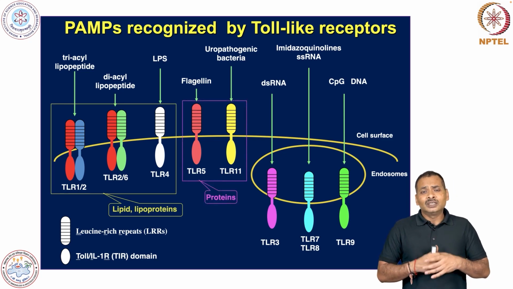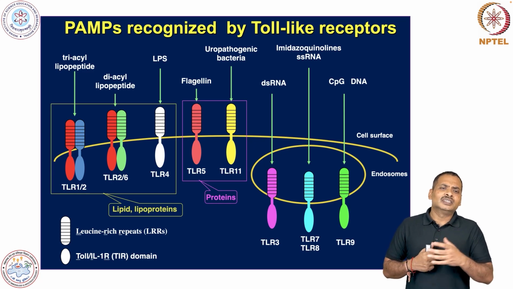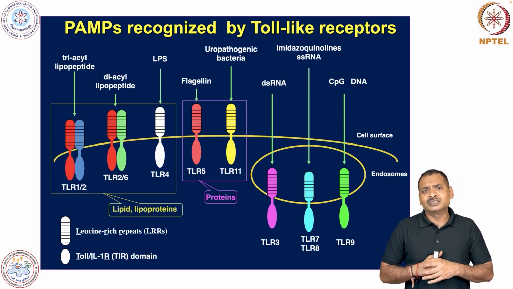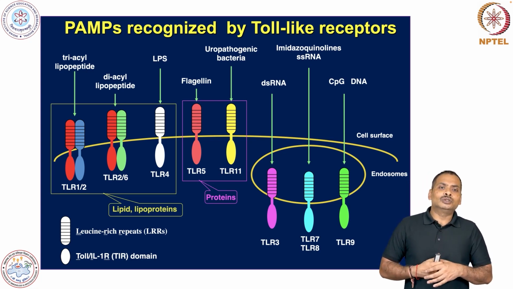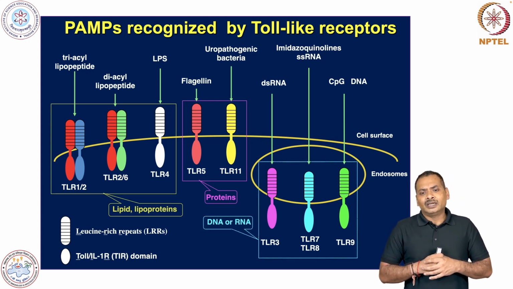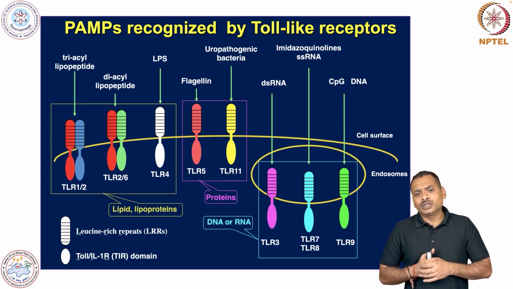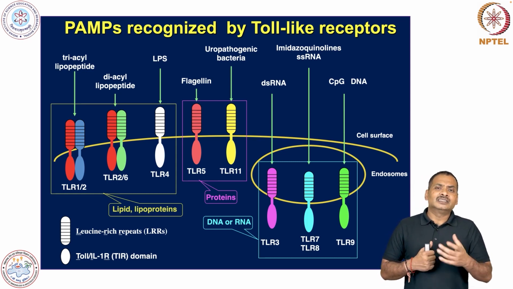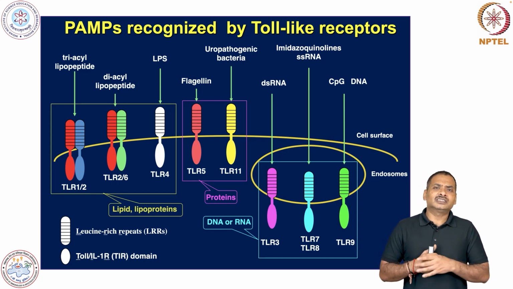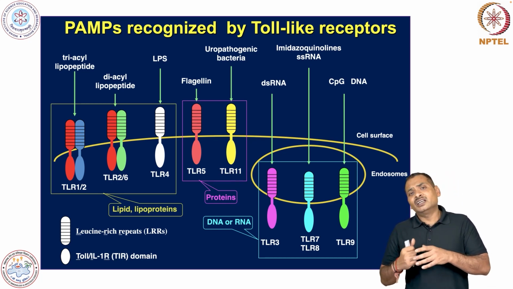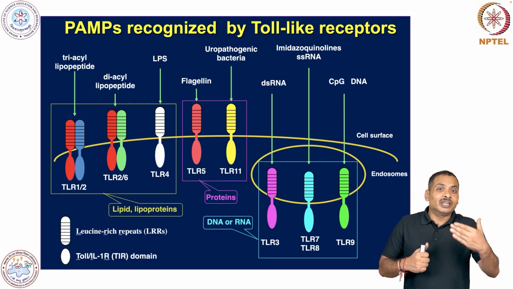TLRs can sense protein. If you see carefully, TLR5 senses flagellin, and this flagellin is derived from flagellated bacteria. In addition, they can sense uropathogenic bacteria, and TLR3, 7, 8 and 9 can sense nucleic acid. TLR3 basically senses double stranded RNA molecules, TLR7 and 8 sense single stranded RNA molecules, and TLR9 senses CpG motif DNA, which is hypomethylated.